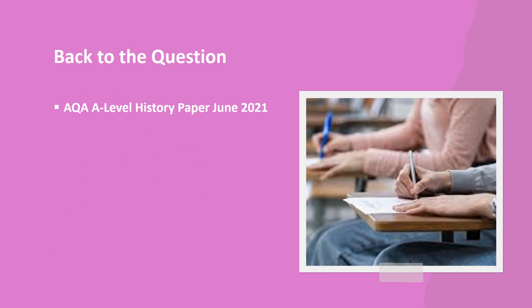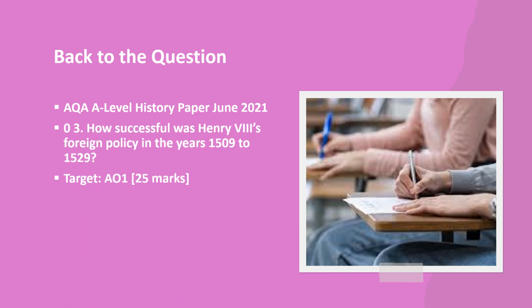So let us go back to the question. This one is taken from the AQA A-Level History paper from June 2021. It's question 3, which is an essay question from section B, and it says, how successful was Henry VIII's foreign policy in the years 1509 to 1529? And the target is being able to demonstrate the core AO, Assessment Objective 1 themes. And I've put here, please note, this is one of those to what extent questions.